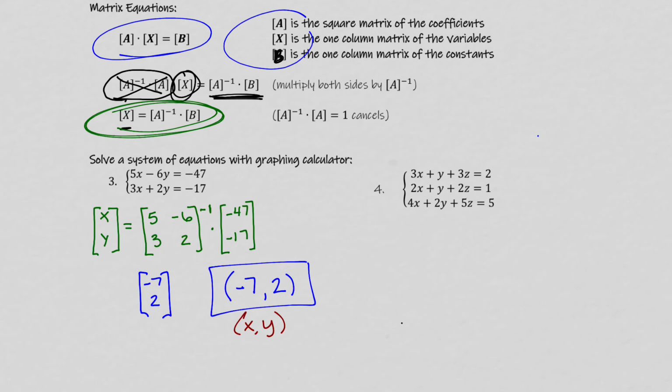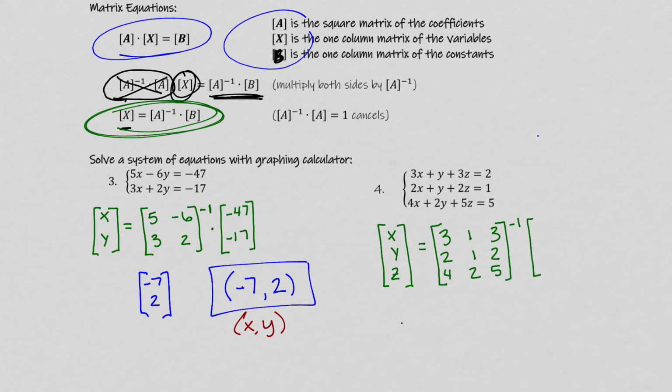Okay, so now number 4, we write our system. This time it's 3 variables, so X, Y, Z is going to equal matrix A, which is just the coefficients. Remember, if you're missing a variable, put in a 0, but in this problem we're not. 3, 1, 3, 2, 1, 2, and 4, 2, 5. We want the inverse of that times matrix B, which is 2, 1, 5. Those are the constants. You enter that in your calculator or Desmos.